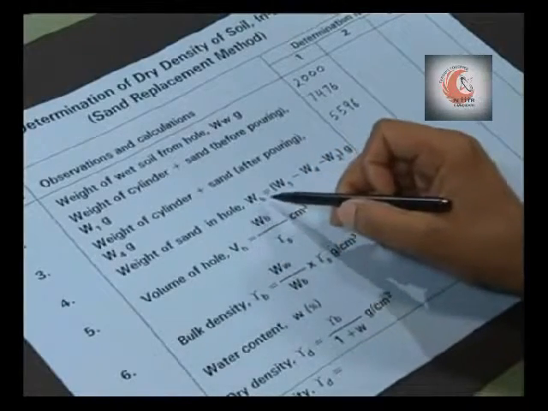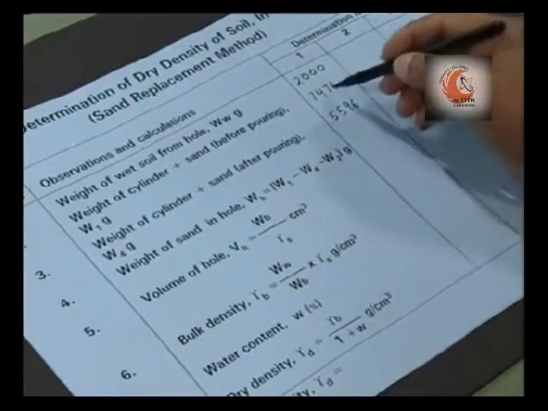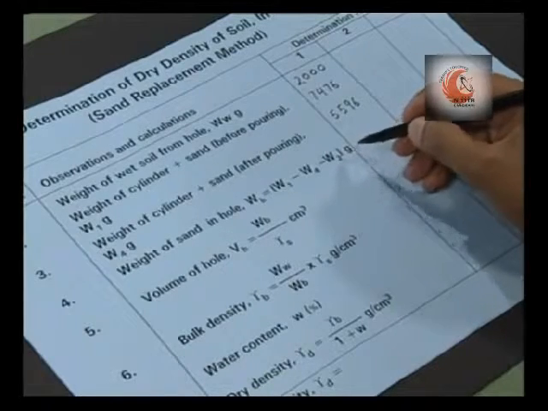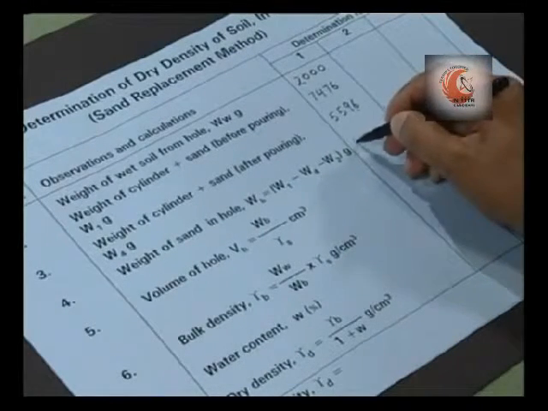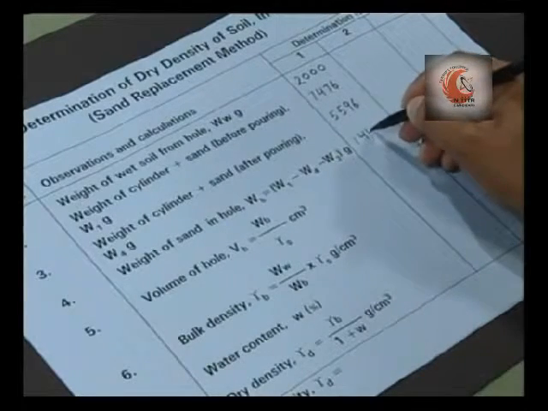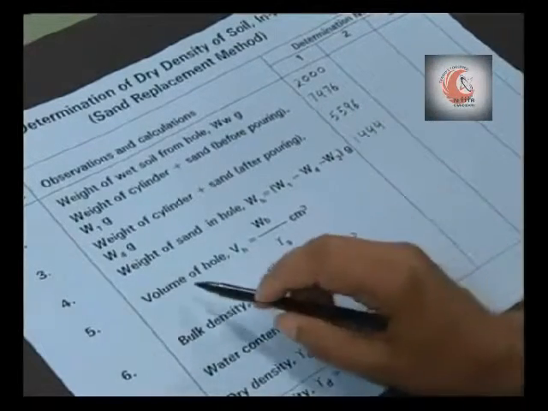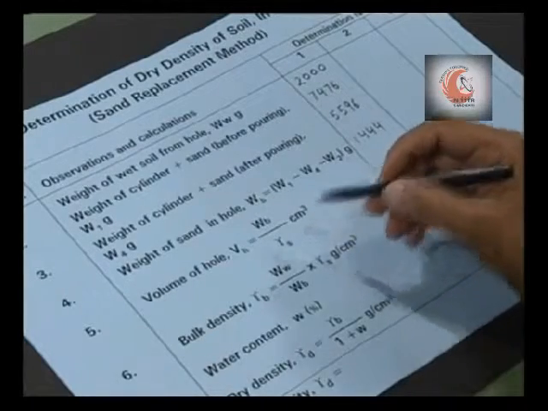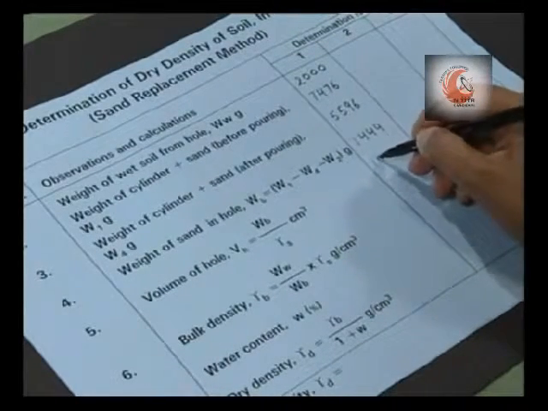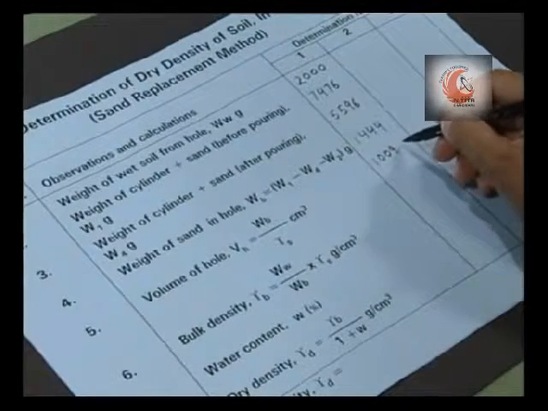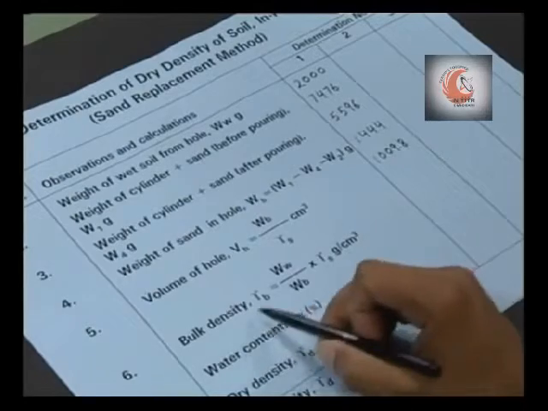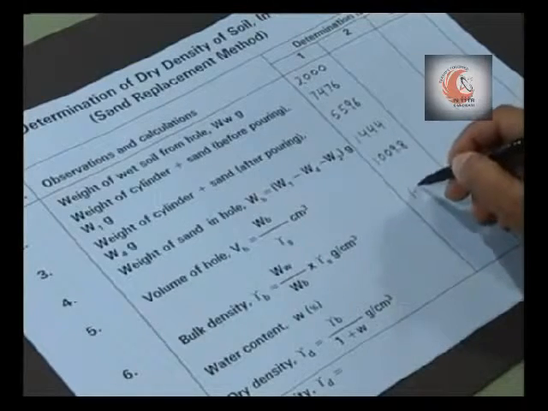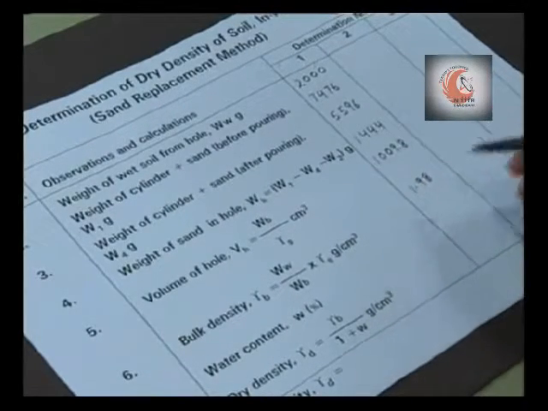Weight of sand in hole, that is WB, is the difference of W1 minus W4 minus W2, that is the weight in cone of the calibrating cylinder. Volume of the hole is the ratio of weight per unit density of sand. Bulk density is the ratio of weight per unit volume. So, in this case it is 1.98 gram per centimeter cube.